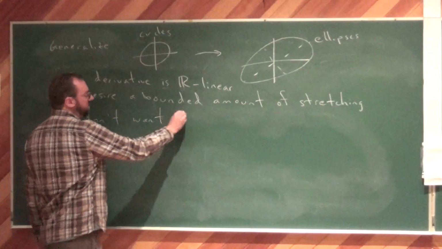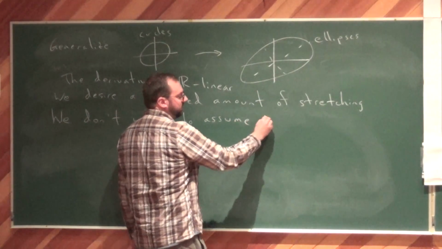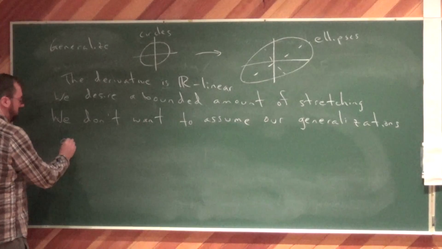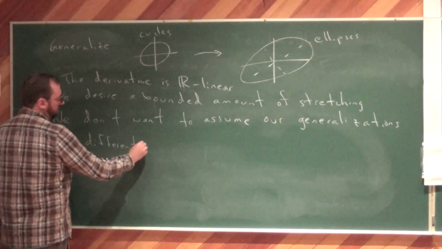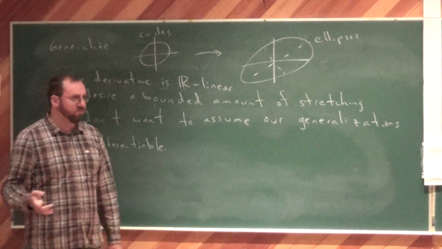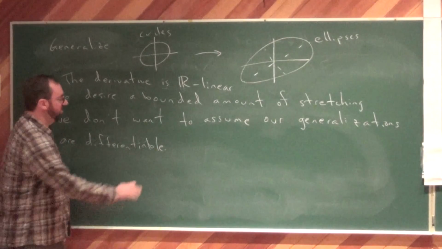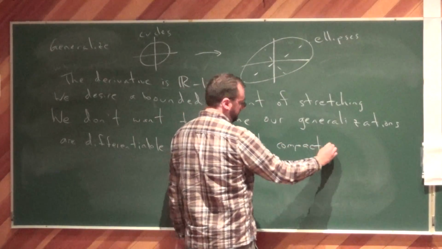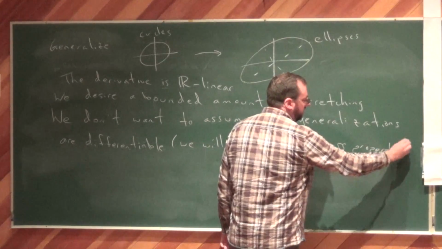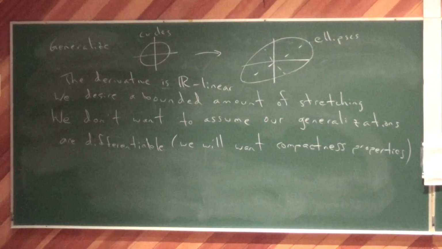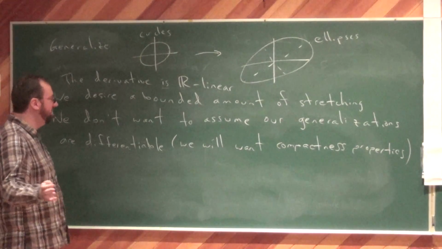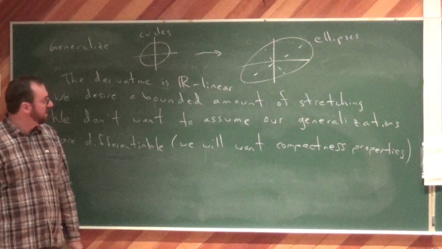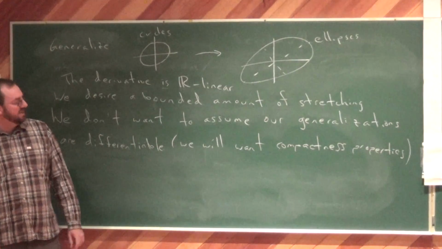So we don't want to assume our generalizations are differentiable. We want to allow other mappings to be quasi-conformal without requiring they be differentiable, and the reason for that is we will want some nice compactness properties. We're going to want to be able to say that if we have a sequence of quasi-conformal mappings which all have the same amount of distortion, then they have some subsequence which converges to a limit. Whereas if you have differentiable mappings, then there's no reason to assume that the limit, in a pseudo sense, is going to be differentiable. So what we want is, well, let's just write down a definition and start from there.